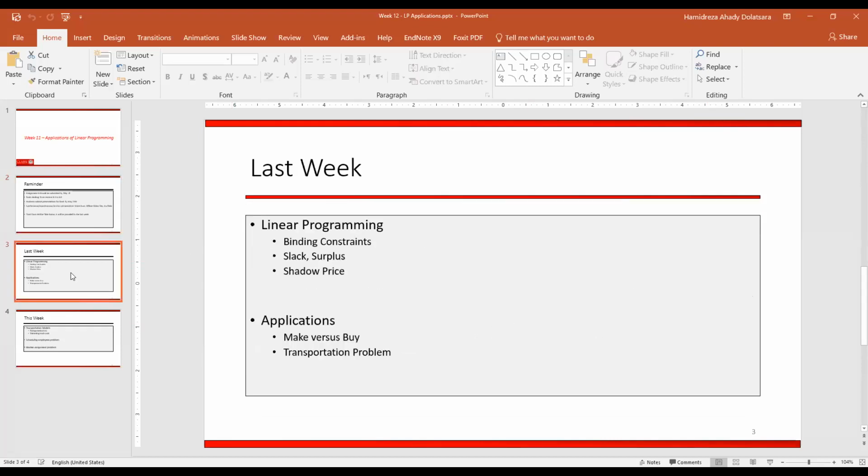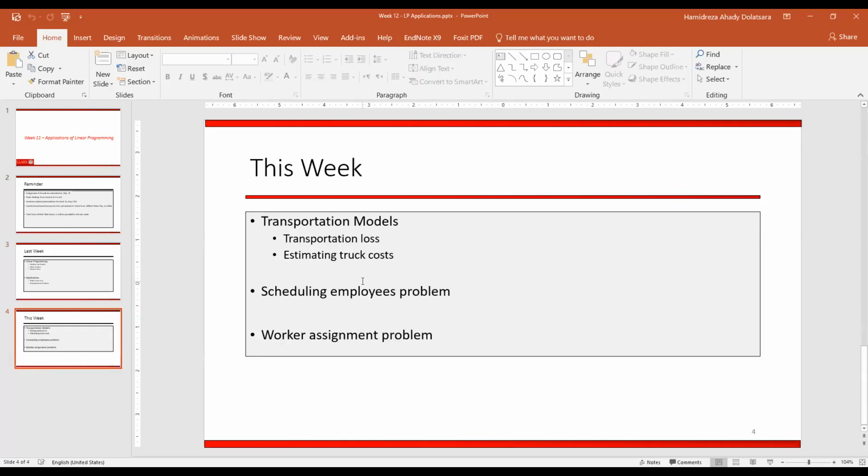Okay, last week we started talking about linear programming and concepts like slack, surplus, shadow price, and binding constraints. We understood that binding constraints have some association with slack and surplus, and that in some cases you can shift or relax your constraint in order to improve your optimal solution.